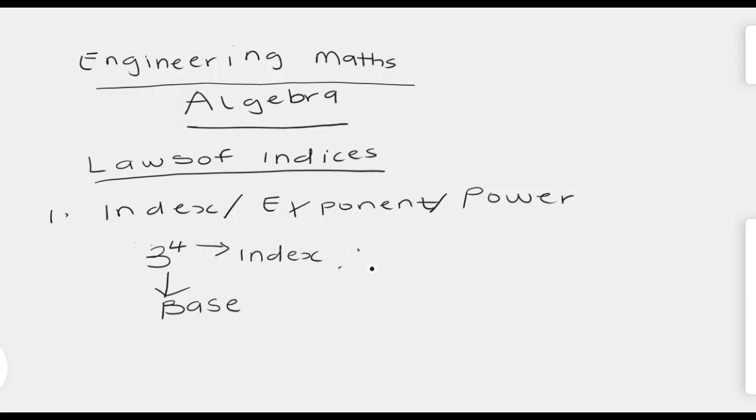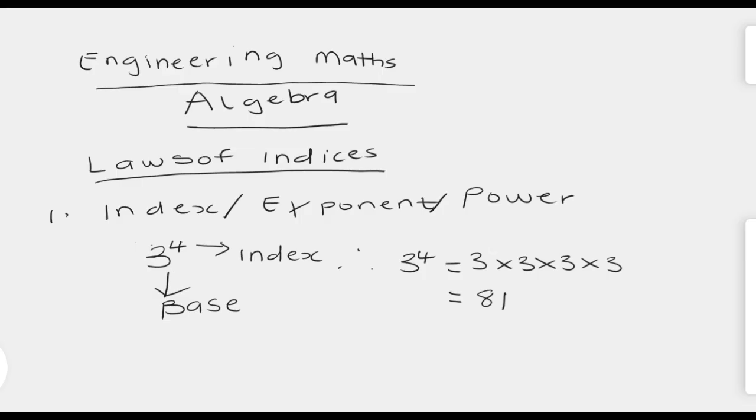So therefore 3 raised to the power 4 is simply what? 3 times 3 times 3 times 3. So this index is telling you how many times the base will multiply itself. 3 times 3 times 3 times 3, that is 1, 2, 3, 4. So our answer will be equal to 81. That's what an index means.